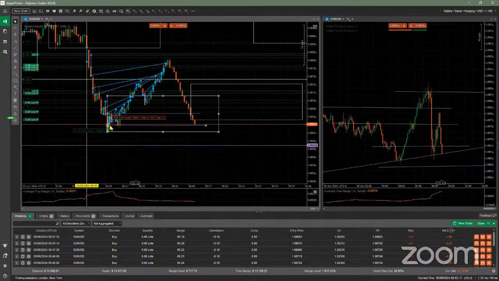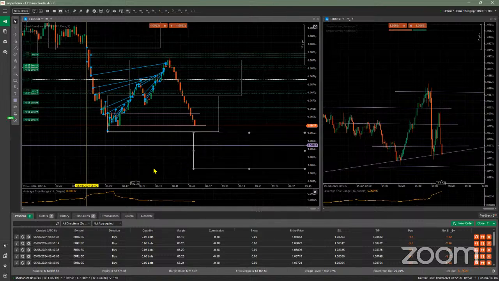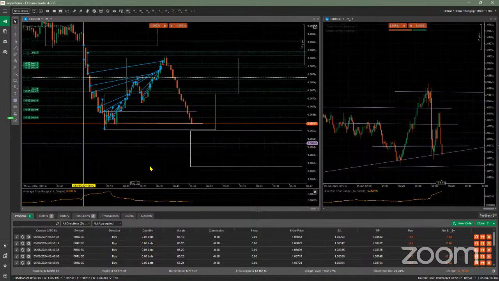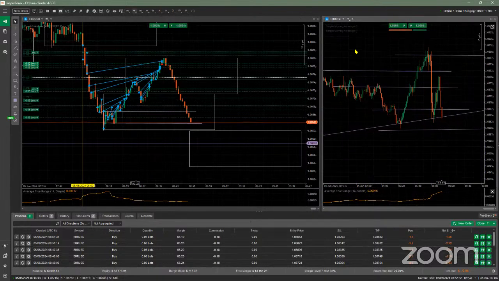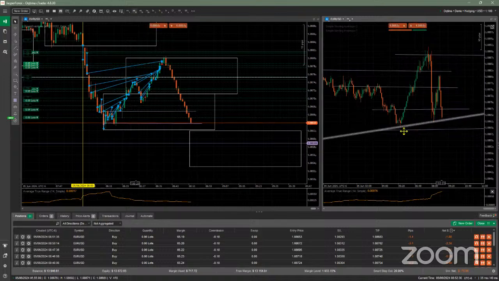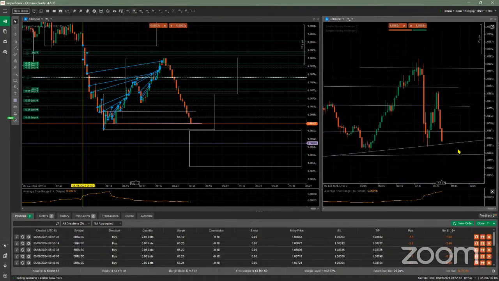So let's keep it the way it was so I don't lose track of where I am. We're still testing the trend line. There. There is a possibility we break lower and go lower.